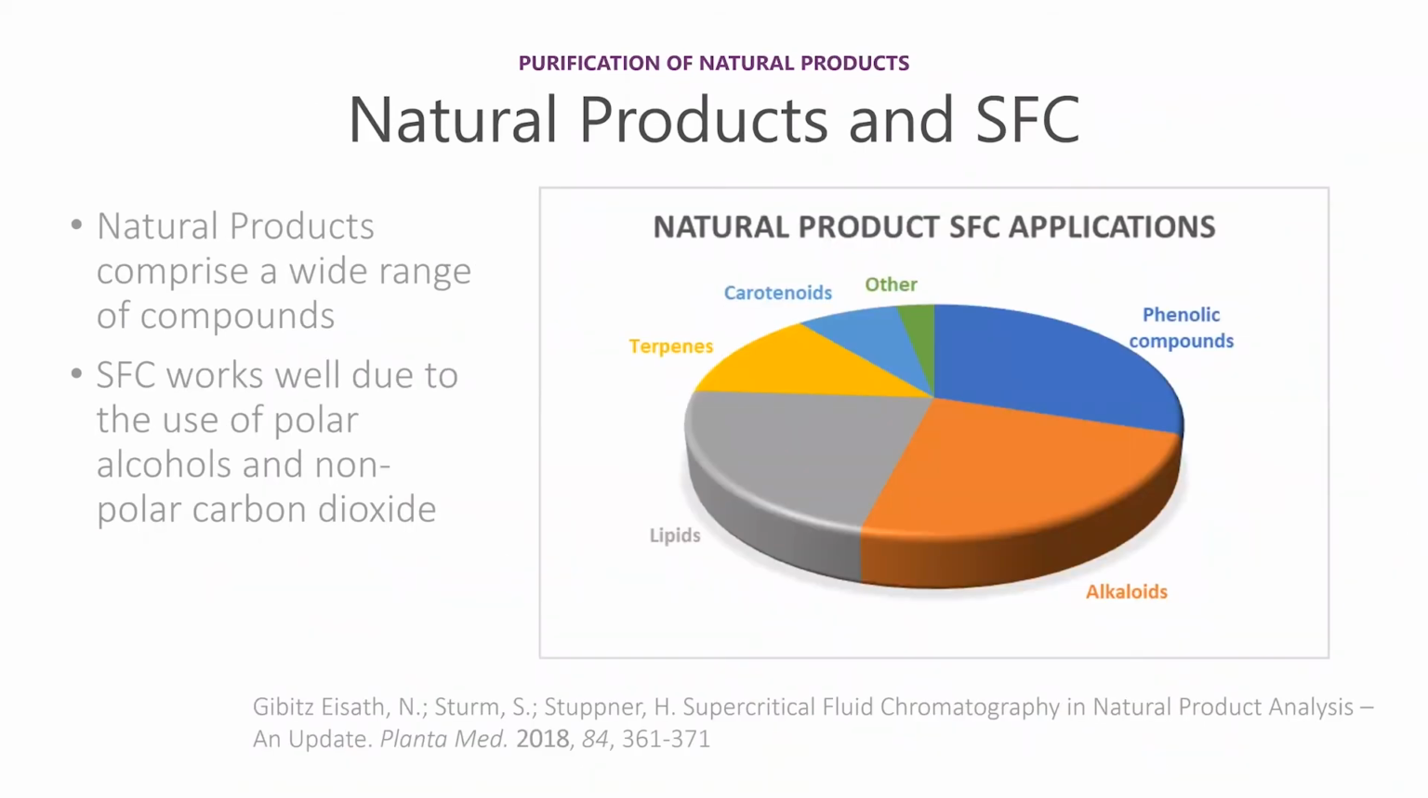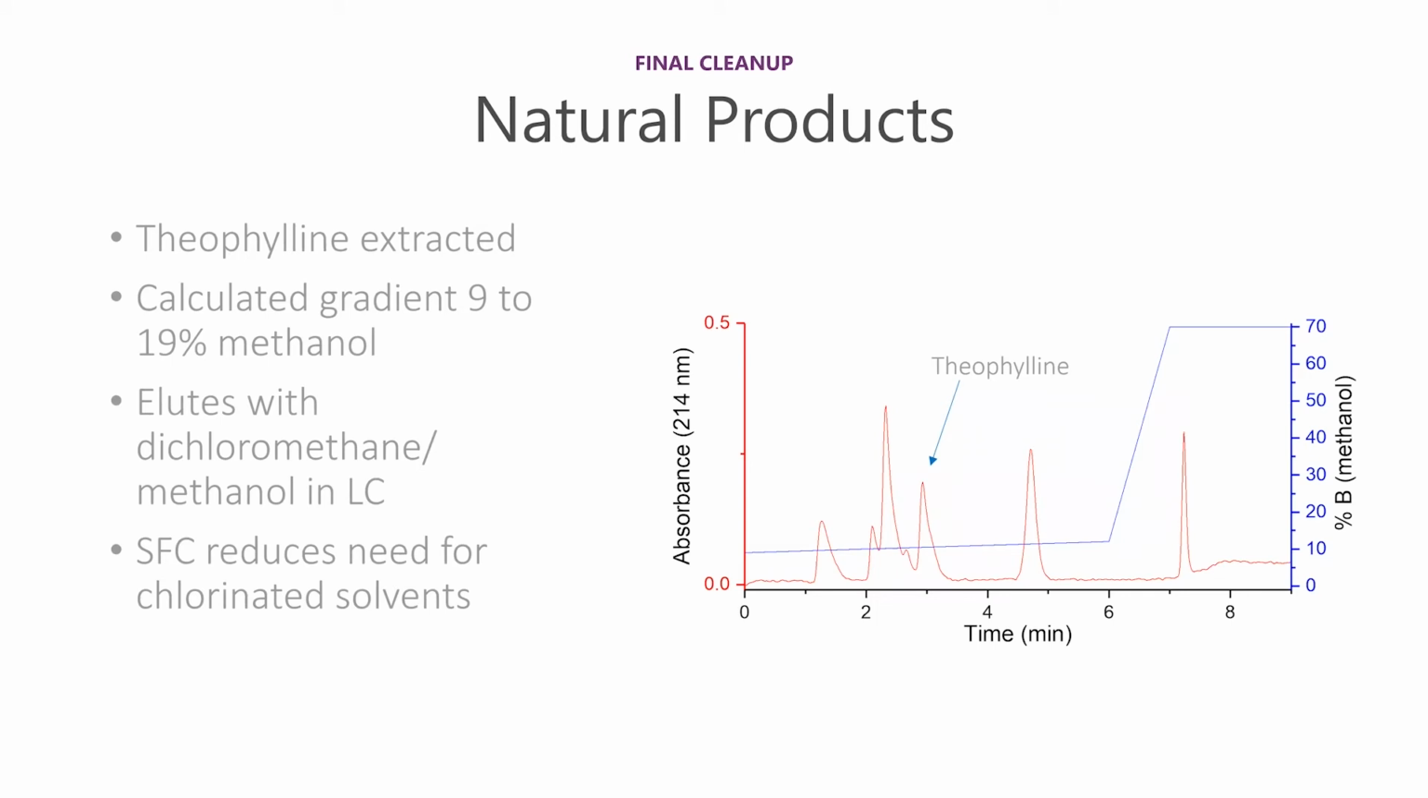Natural products comprise a range of compounds ranging from non-polar carotenoids to polar alkaloids and phenols. They have all been purified with SFC. Polar compounds such as alkaloids and phenolic compounds comprise the majority of compounds successfully purified on SFC. This example allowed thiopylene to be purified using only methanol as the co-solvent. Xanthine alkaloids are commonly purified with dichloromethane in traditional liquid chromatography, but using SFC allows us to avoid the safety hazard of chlorinated solvents.